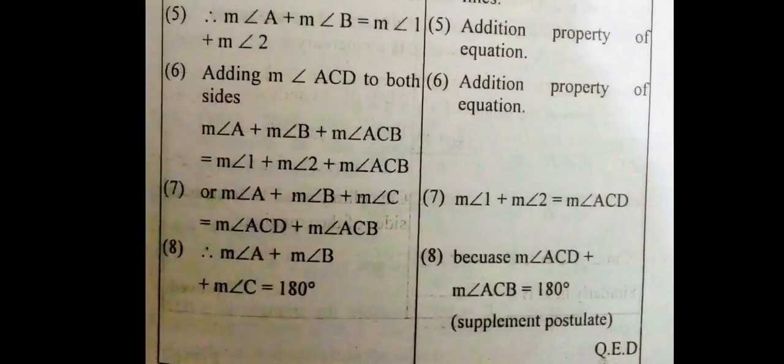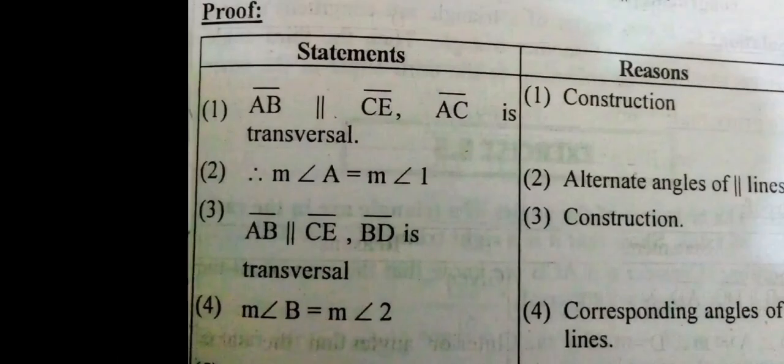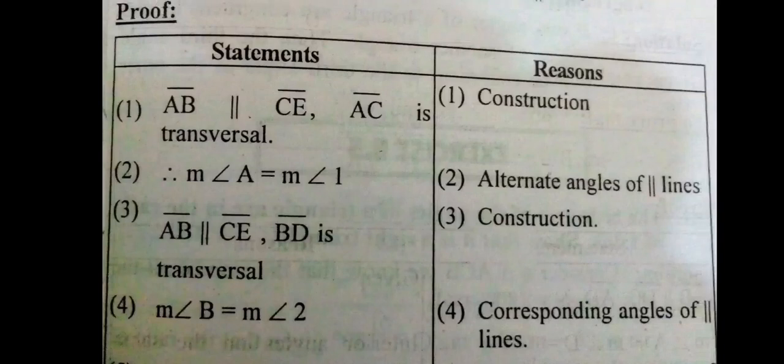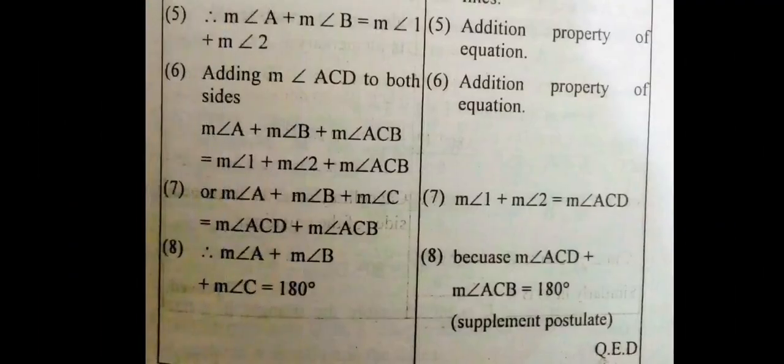So we get statement number 5: measure of angle A plus measure of angle B equals measure of angle 1 plus measure of angle 2. The reason is the addition property of equation, because we have two equations in statement number 2 and statement number 4. We have added these two statements, so we got statement number 5 by the addition property of equation.